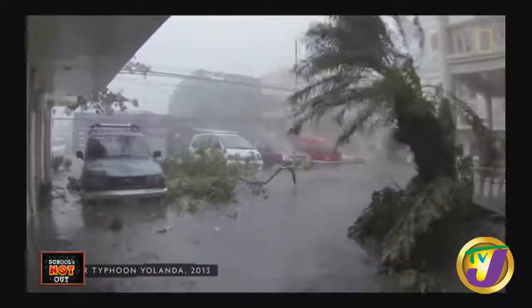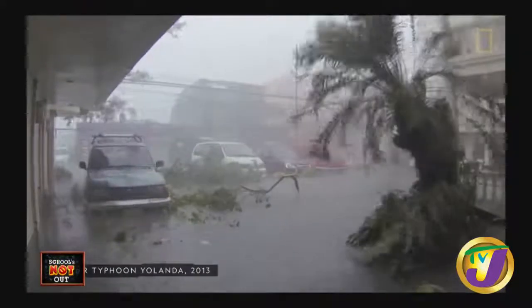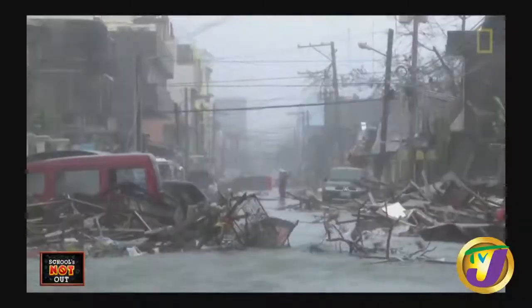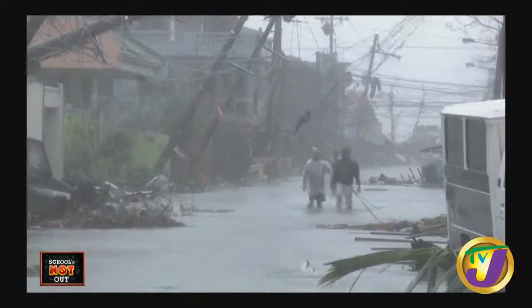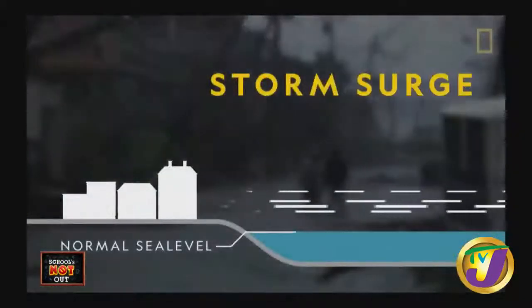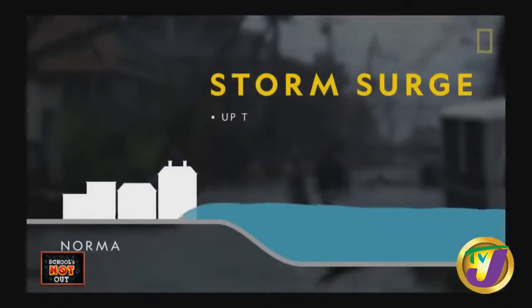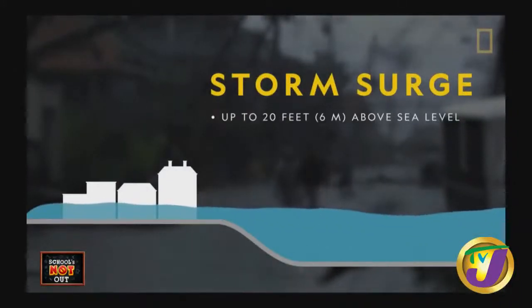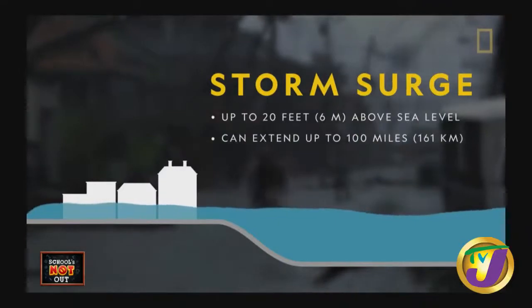But wind speed isn't always the most dangerous component when hurricanes come near land. It's storm surge. Storm surge is caused when winds from an approaching hurricane push water towards the shoreline up to 20 feet above sea level and can extend 100 miles. 90% of all hurricane deaths are the result of storm surge.